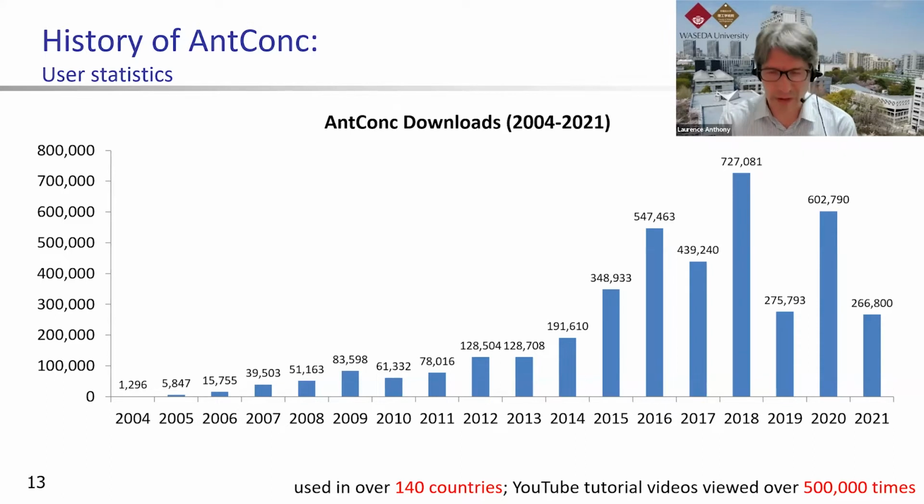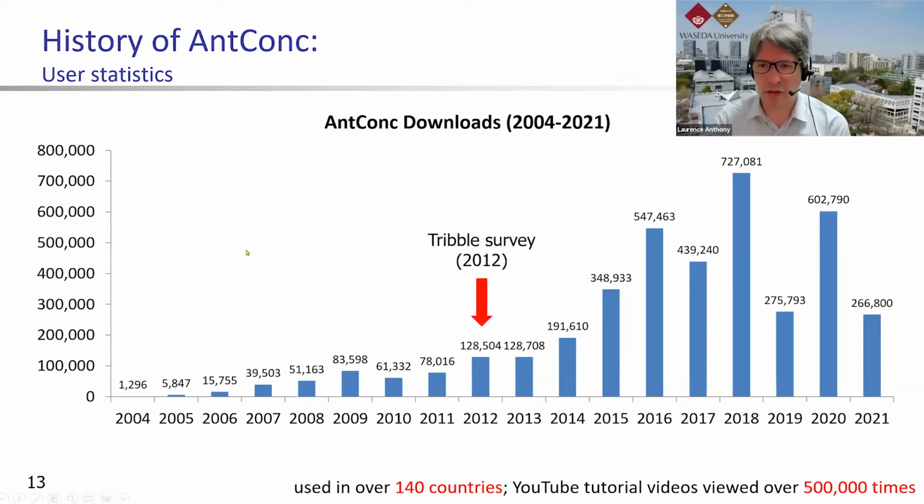So this is a view of the AntConc downloads between 2004 and 2021. I don't have the data for 2022 right now. And just to give you a perspective, this is when the Chris Tribble survey was conducted, and AntConc had about 128,000 downloads in that year. And you can see there's been a steady increase up till 2018, which had 727,000 downloads off my website. But of course, other people might be downloading these and giving the tools to other people as well.